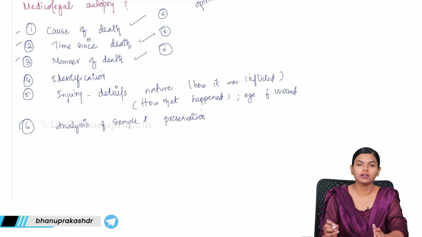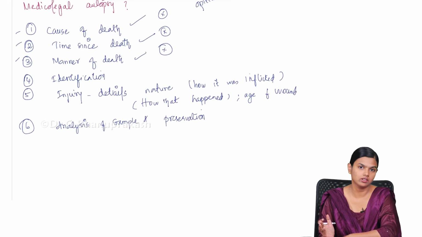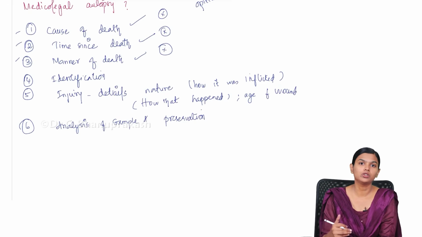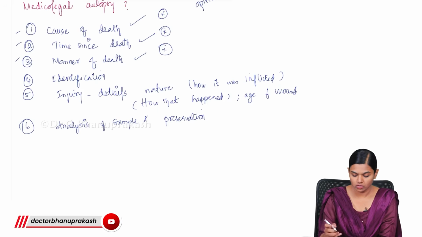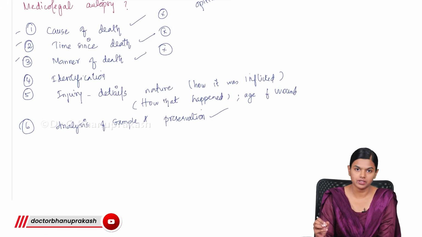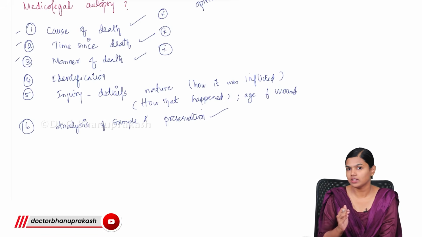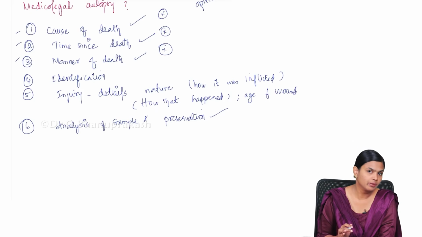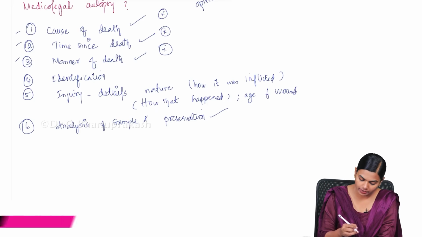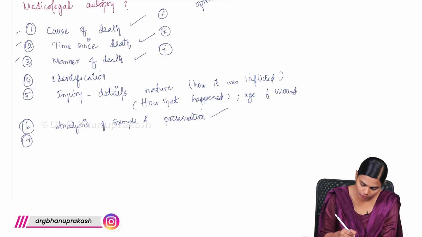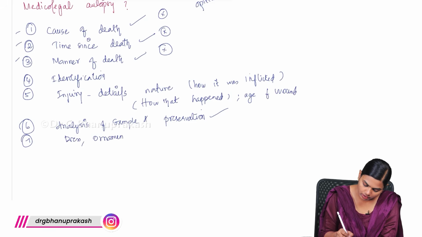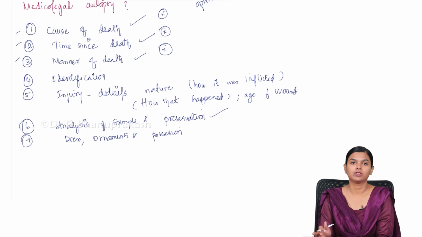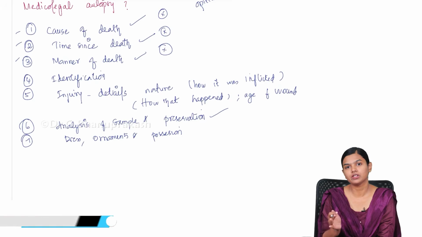Sometimes we will be suspecting some poison death, right? So in those cases, they will ask you to preserve the sample to send it for toxicological analysis. So toxicological analysis sample preservation, histopathological analysis sample preservation, biochemistry analysis sample preservation, everything is needed in a medico-legal autopsy. And also, if it is an unidentified body, we have to preserve their dress, ornaments, and possessions. So all those things you have to preserve, and the sample preservation will be requested by the IO himself.